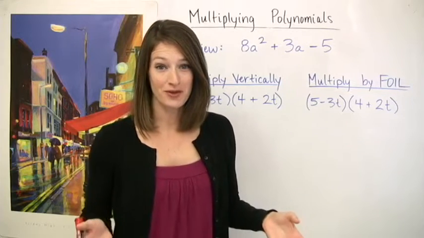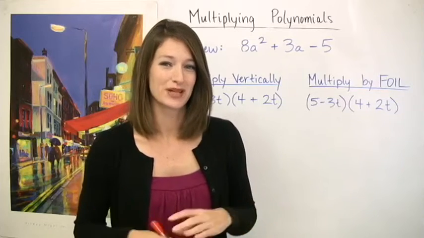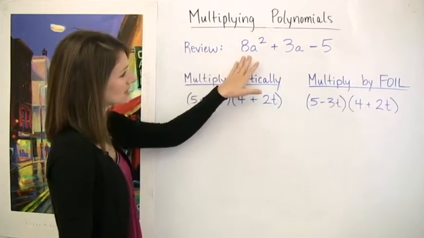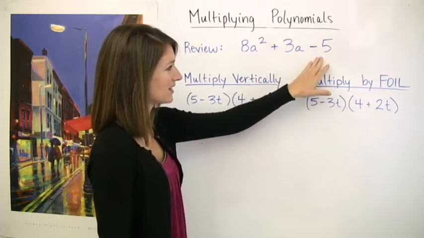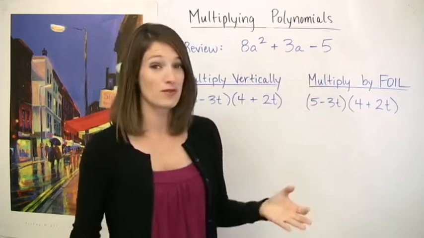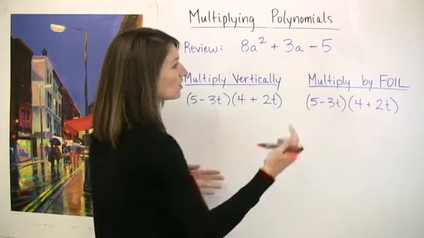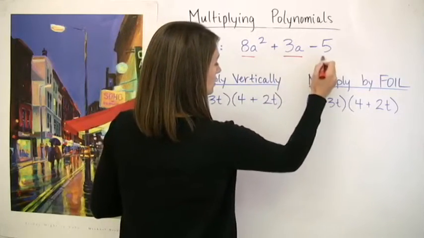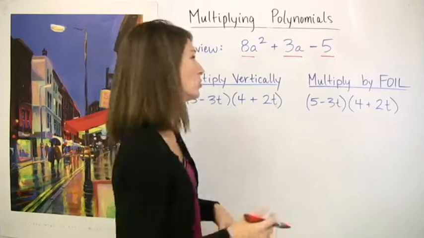Now that you've become familiar with addition and subtraction of polynomials, let's discuss multiplication of polynomials. But first, a quick review. Consider this example, 8a squared plus 3a minus 5. This is an example of a polynomial, in which case it has three terms and we can call it a trinomial. So each term here, finding the sum of all the terms, that's what a polynomial is.